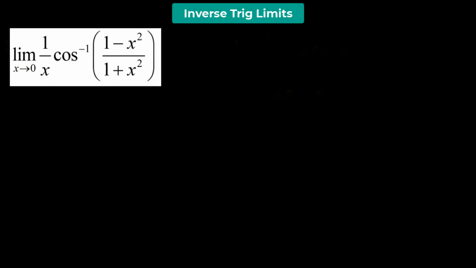So we need to determine the limiting value of this given function when x approaches 0. Now we will be doing a trigonometric substitution here in such a way that the rational function, which is the argument of the inverse cosine function, 1 minus x squared over 1 plus x squared, becomes some function of cosine. So how do we do that?